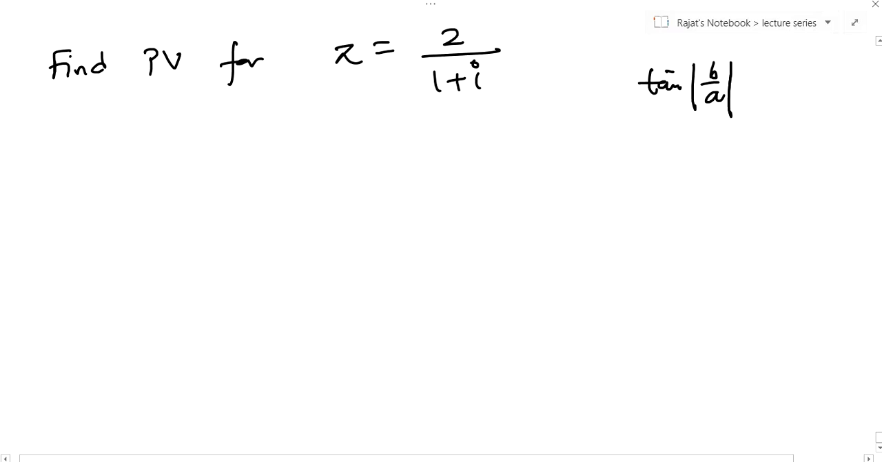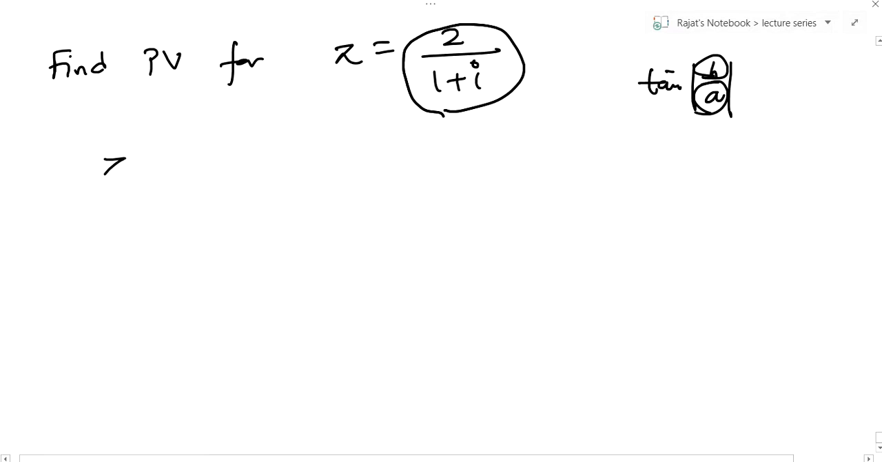Find the principal value for z is equal to 2 upon 1 plus i. Let us say this is the complex number. Here first of all we have to see in which quadrant the point lies, and then we'll choose one of the four formulas that I have given you. So we need to find b and a, and then we can easily get the coordinates. But this is not in standard form. So what is required to be done? We have to rationalize this.